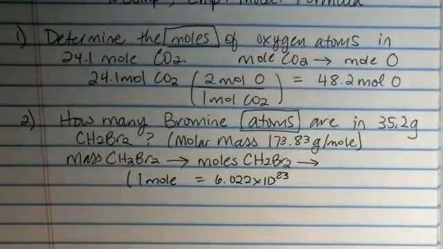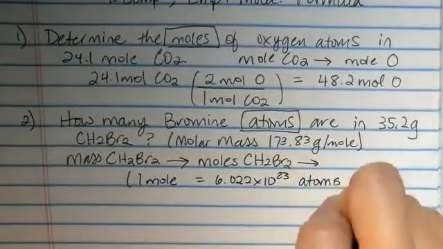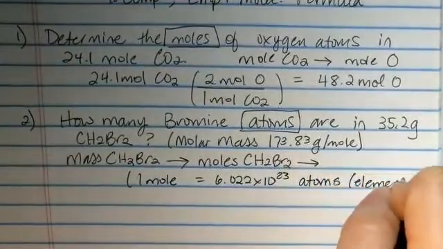Now the particle is a generic term, so it depends on the particle type. We're going to be looking at atoms if we're talking about a singular element, like bromine in this case. But we're also going to have a mole equal to 6.022 times 10 to the 23rd molecules if we're looking at a compound.